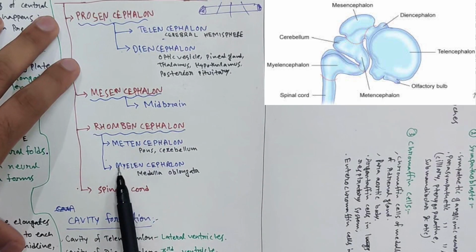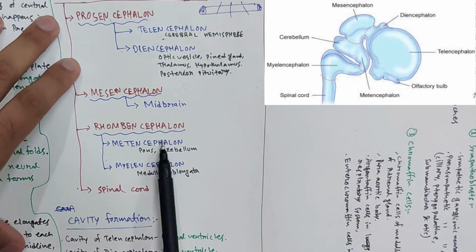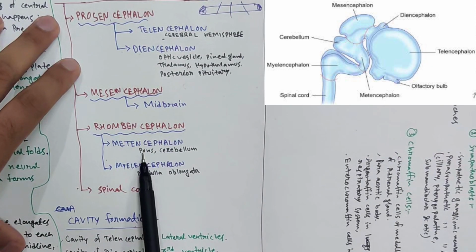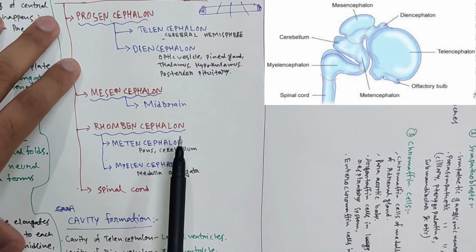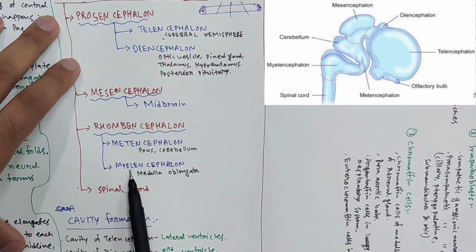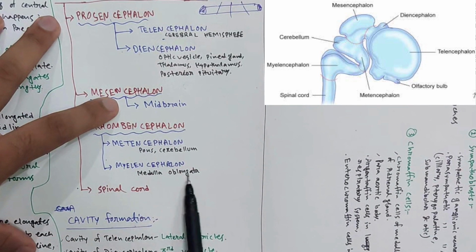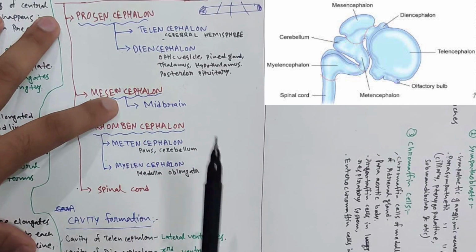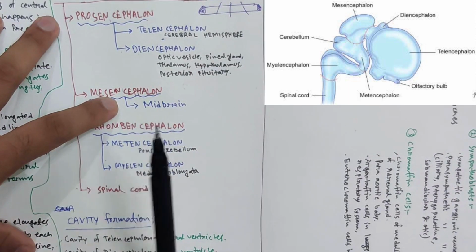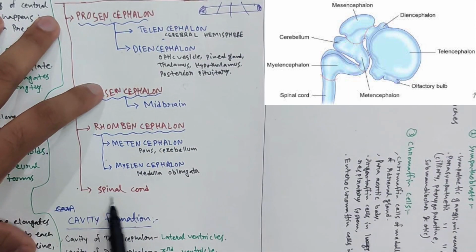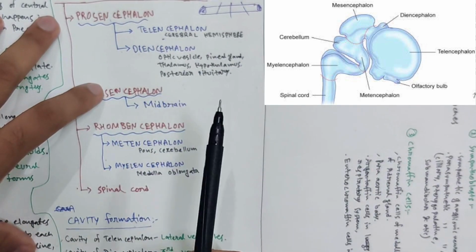One is metencephalon, the other myelencephalon. Metencephalon forms pons and cerebellum. Pons anatomy, cerebellum anatomy, you know that from my earlier anatomy videos. Myelencephalon forms the medulla oblongata. What is medulla oblongata? Entire anatomy of this medulla oblongata, you will know that from my earlier anatomy videos. Okay. And the spinal cord, you already know that from my earlier anatomy videos.